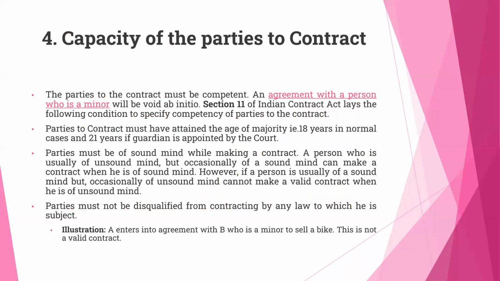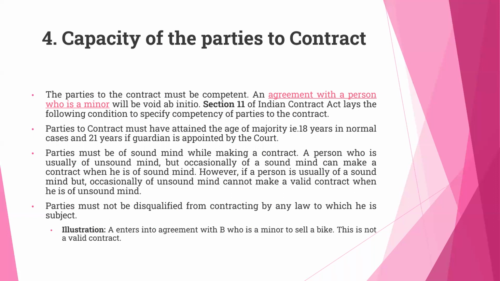Next, the fourth important essential element of a valid contract is capacity of the parties to the contract. The parties to the contract must be competent. An agreement with a person who is a minor will be void ab initio. Section 11 of the Indian Contract Act lays the following condition to specify competency of the parties to the contract. Parties to the contract must have attained the age of majority, that is 18 years in normal cases and 21 years if a guardian is appointed by the court.